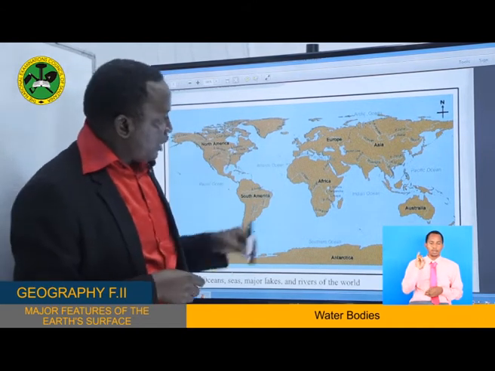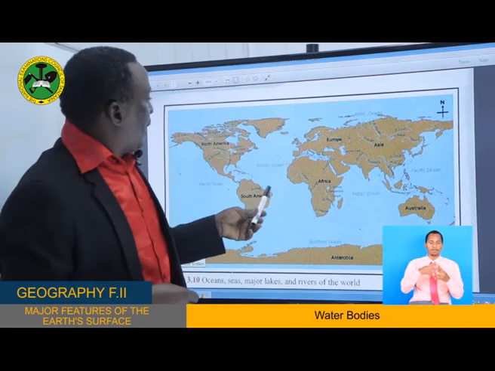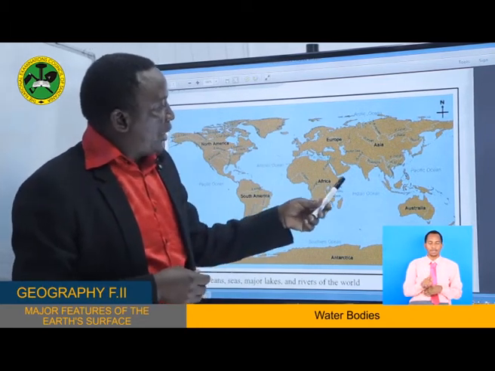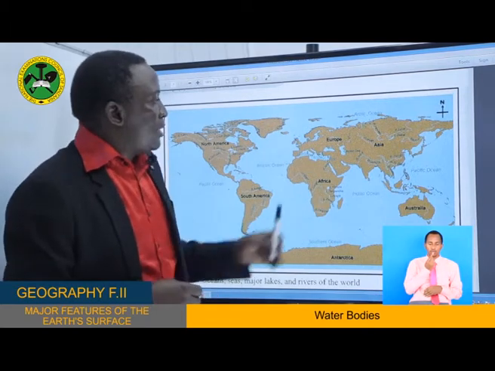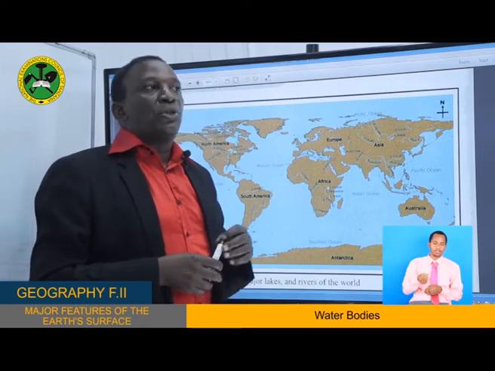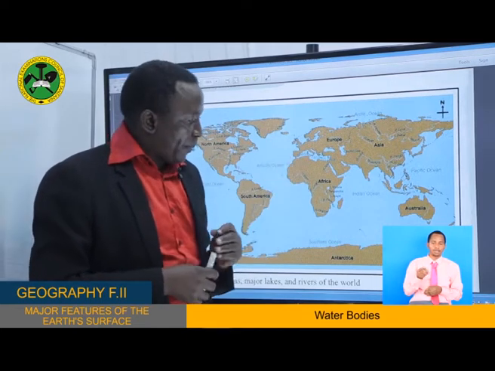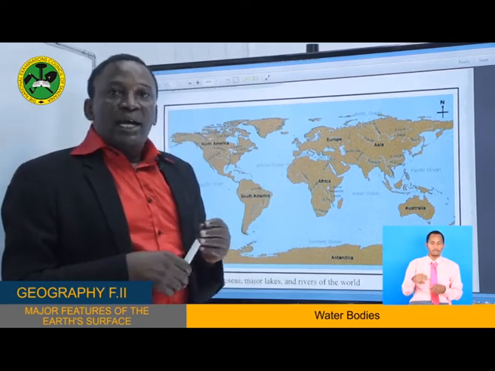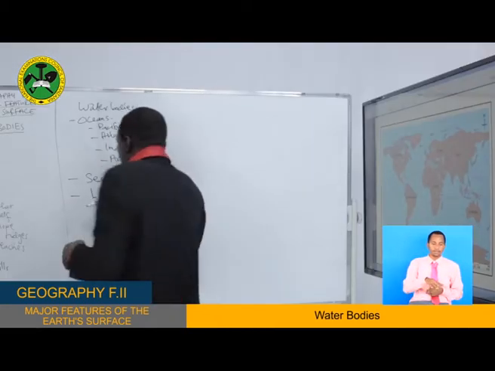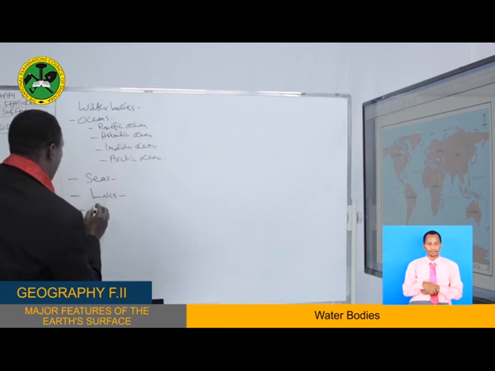While some of the lakes contain salt. Lake Eyre has salt water. And the Caspian Sea is now considered a lake. Also, it has salty water. Dear student, after we have discussed the lakes, now let us look at the river.